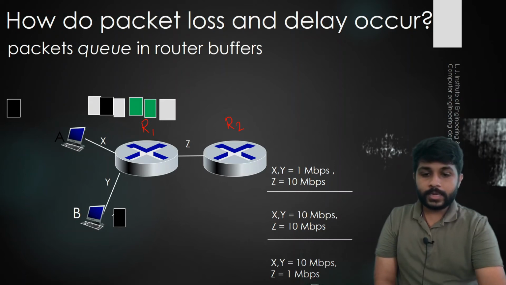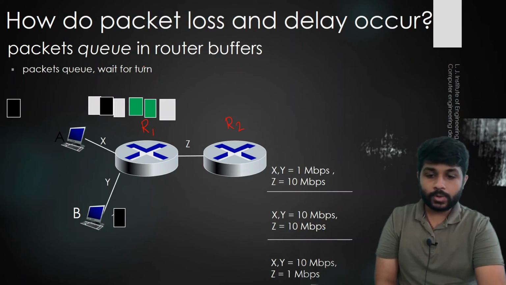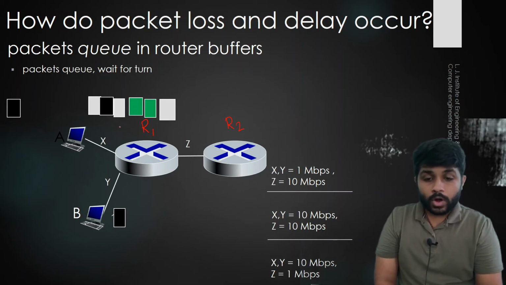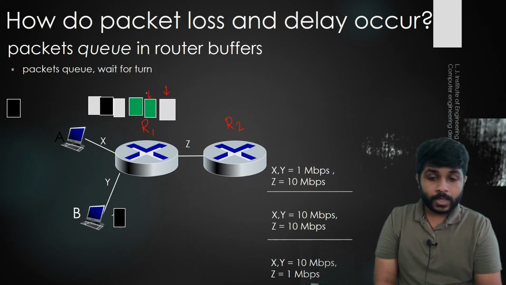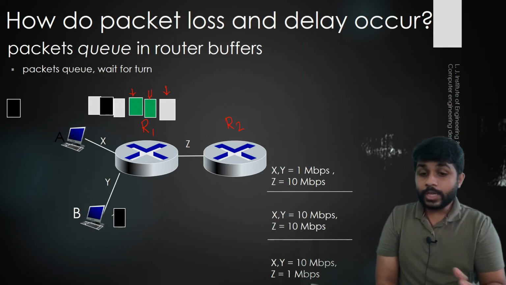You can see that all the packets are stored in the buffer, and that is why it is known as delay. Because all these packets are queued up, each packet has to wait until the packet just before it gets transmitted. For example, until this packet gets transmitted, this packet has to wait. Until this packet gets transmitted, this packet has to wait. All the packets have to wait until the packet just before them is transmitted. Right? So that is known as delay.